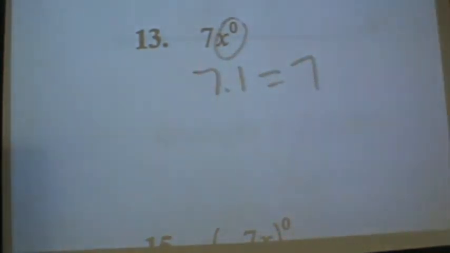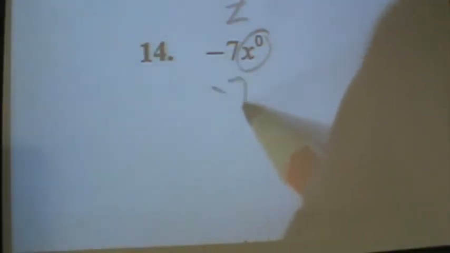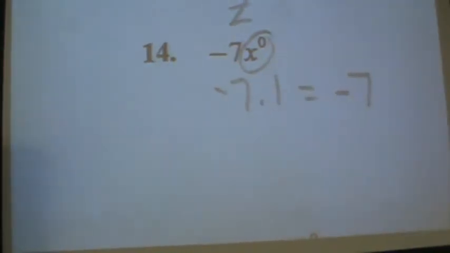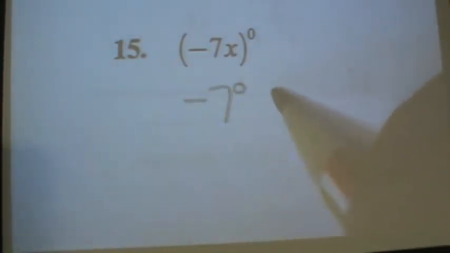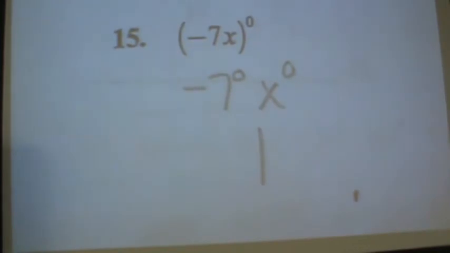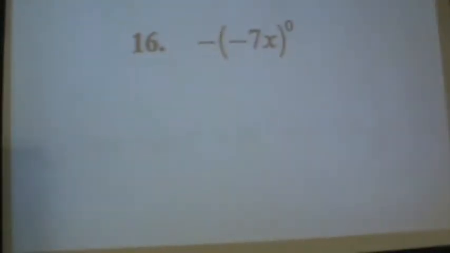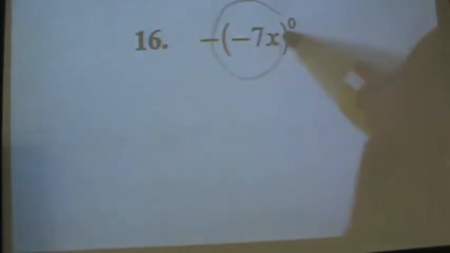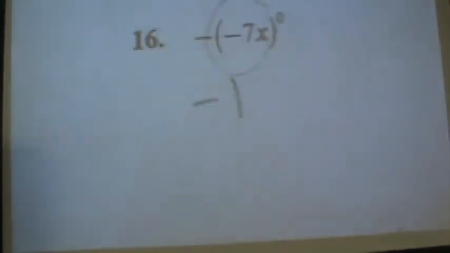Number 13. This is 1, so 7 times 1 is 7. 14. This is 1, negative 7 times 1 is negative 7. This whole thing is raised to the 0 power. Both of these are raised to the 0 power, so the answer is 1. This is going to be 1, and then the negative in front will make it negative 1.